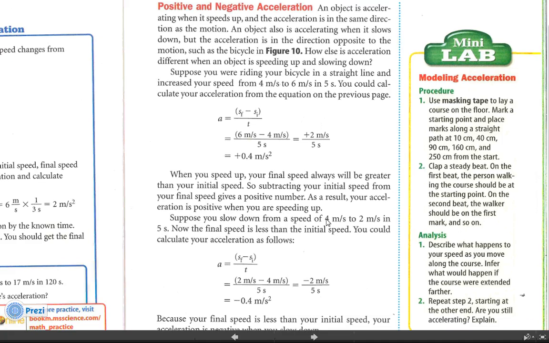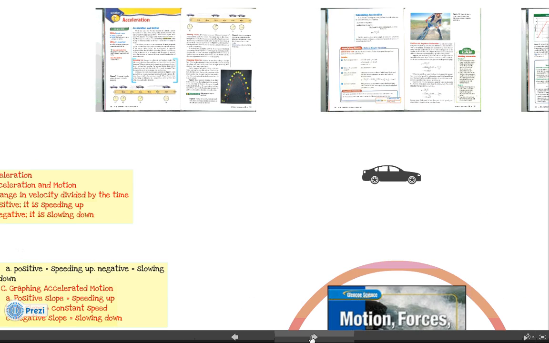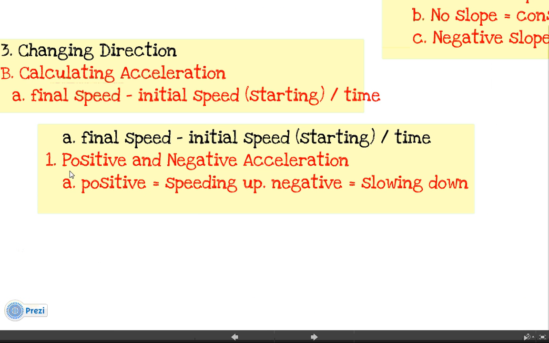Positive and negative acceleration. An object is accelerating when it speeds up. We're just going to skip this, because the game club needs to get in here. The point of the matter is, you're writing number 1, positive and negative acceleration. A, the fact is positive means you're speeding up, and if the acceleration is negative, you are slowing down.